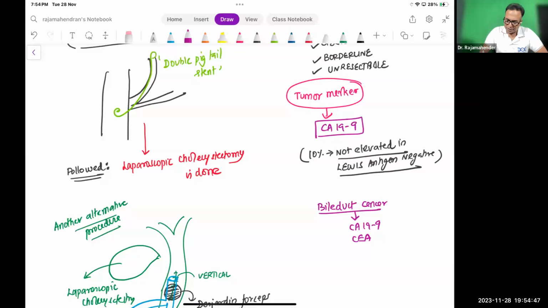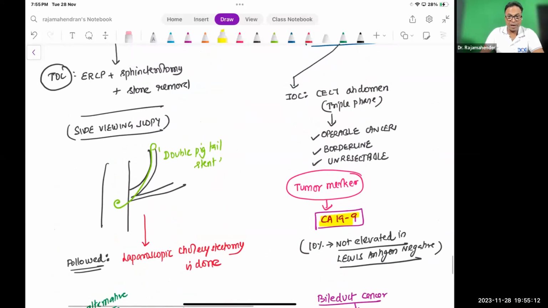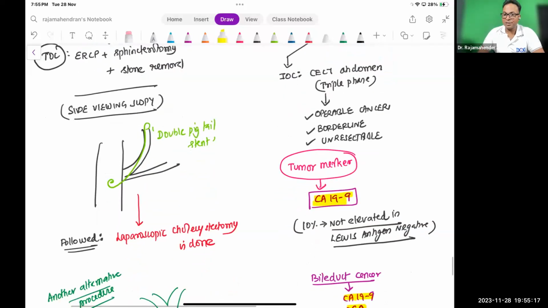Please don't forget. If it is a gallbladder cancer, what is the tumor marker? CEA is the tumor marker. Any cancer nearby the bile duct can enlarge and obstruct the bile duct. So if you suspect cancer, do CA19-9 and CEA, both. For gallbladder cancer, it is only CEA. For bile duct cancer, both CA19-9 and CEA. And for pancreatic cancer, it is CA19-9. These tumor markers should be done after doing a CT scan.